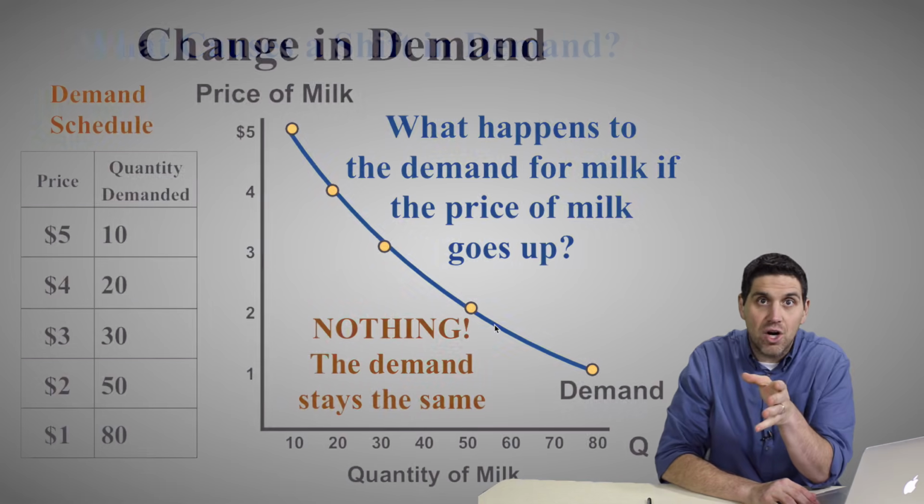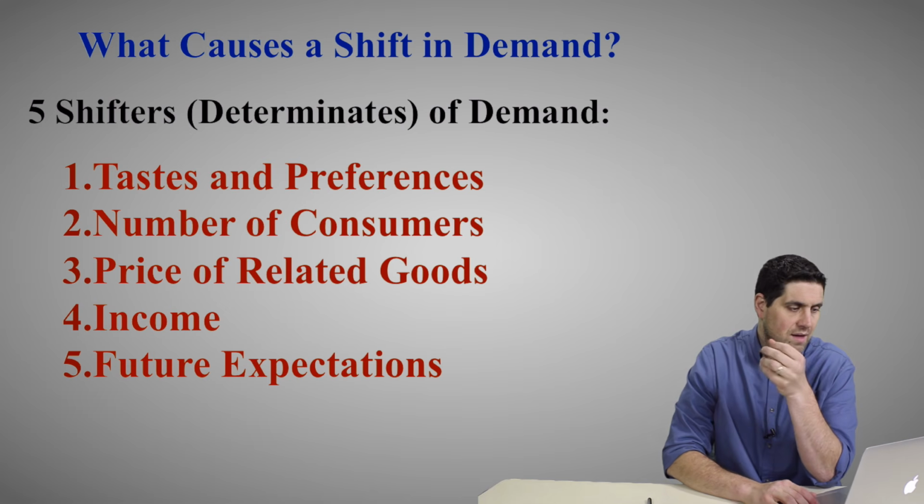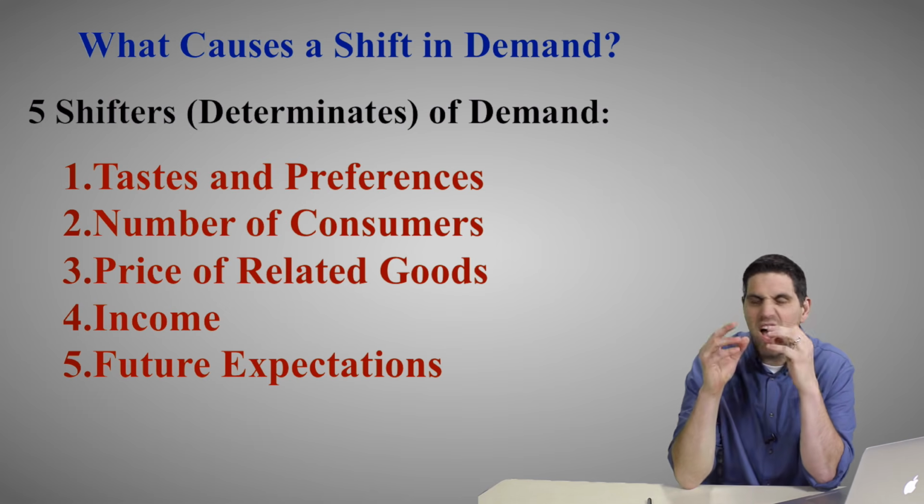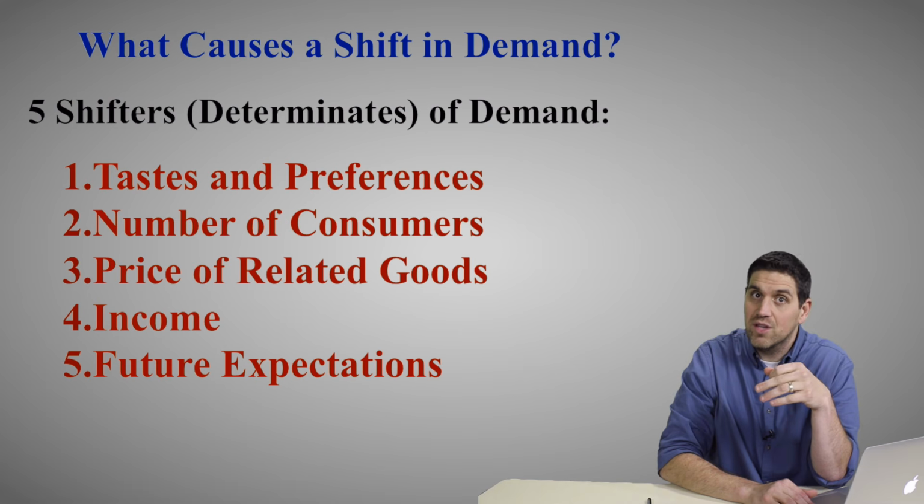Now, what shifts the curve is things other than price. In fact, here's the list of the 5 shifters of demand. The video that I was talking about covers these really well, goes into more detail, and gives you more practice than I'm going to do right here. But those are the shifters of demand. That's what causes the curve to shift.